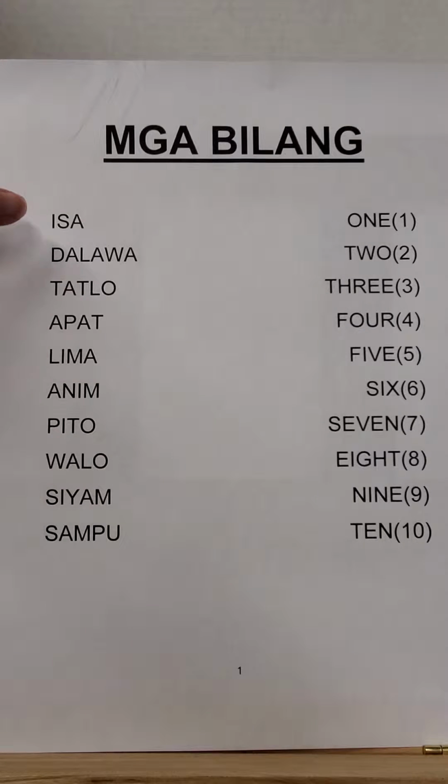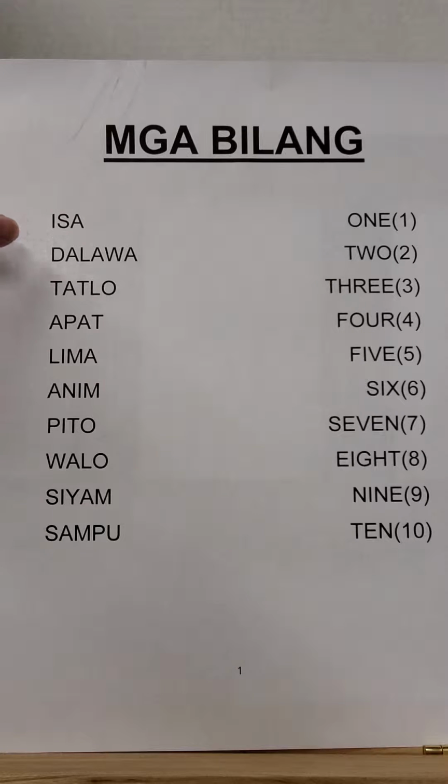So we have isa, dalawa, tatlo, apat, lima, anim, pito, walo, siyam, sampo. Again, 1 through 10.